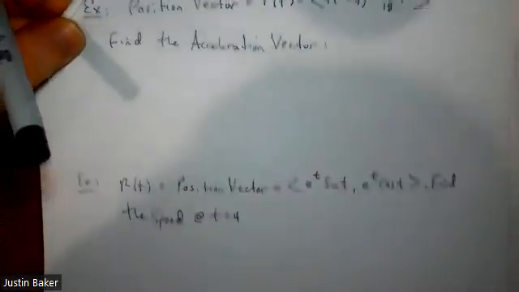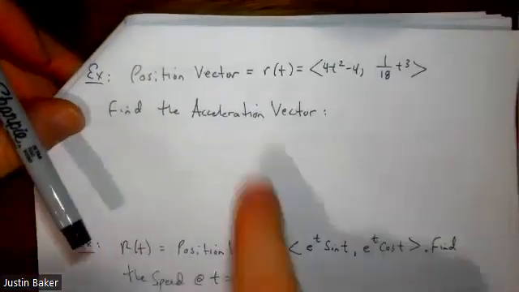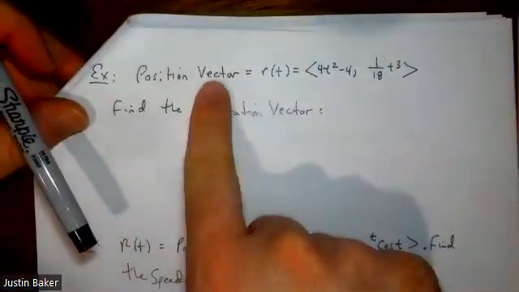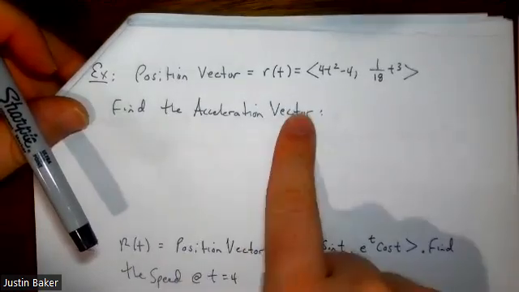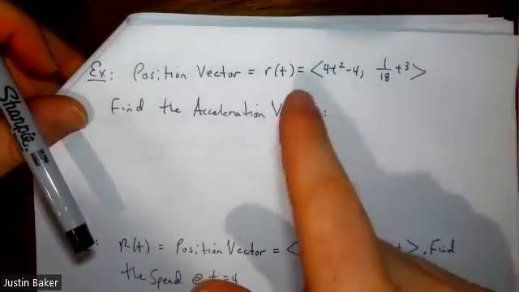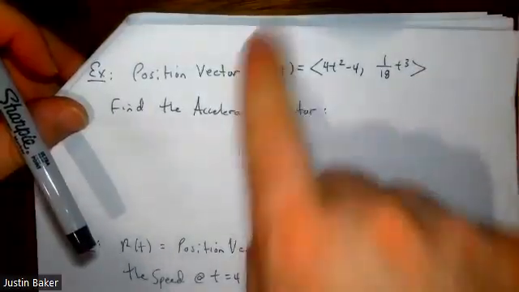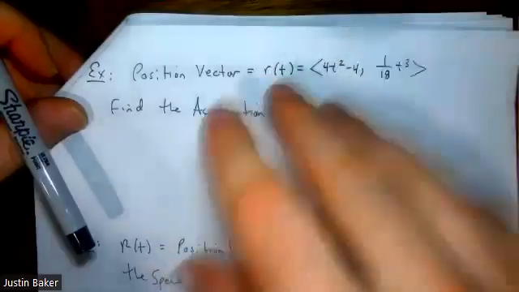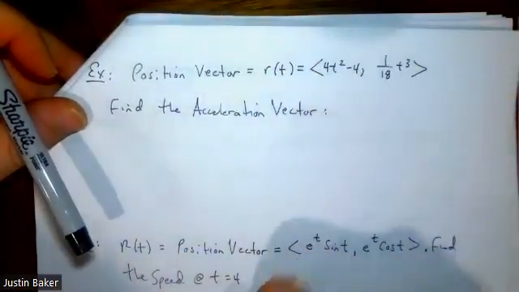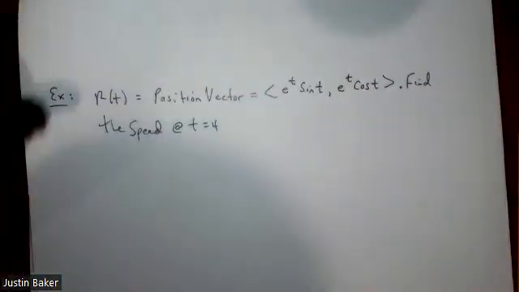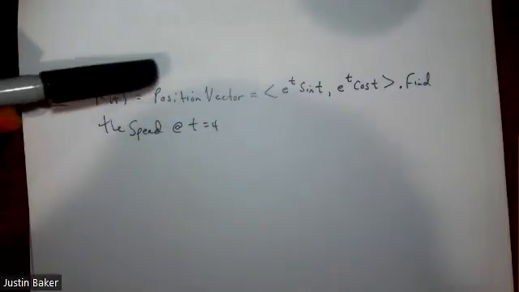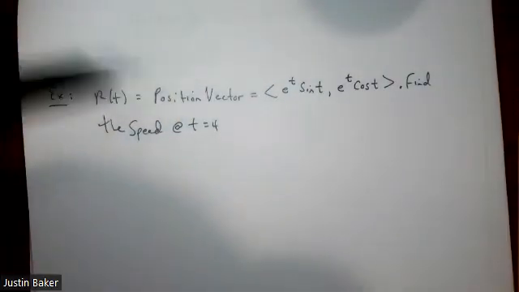Let's see. I don't think we need to keep doing these. We'll just talk through them. So here's the position vector. We want to find the acceleration vector. You guys know how to do derivatives, so we're just going to need to do two sets of derivatives, right? The first one would take you to velocity. You do it again, that takes you to acceleration. Easy enough.